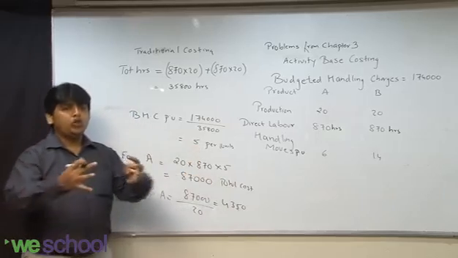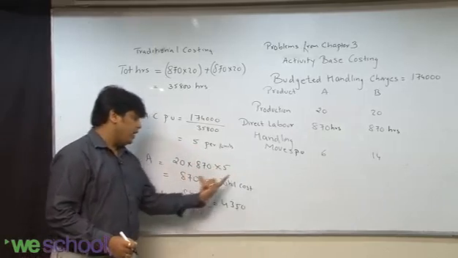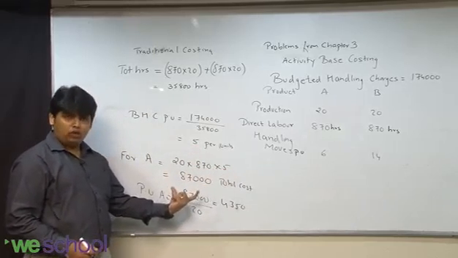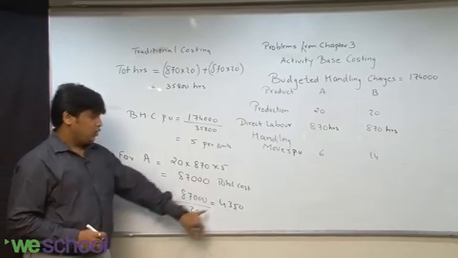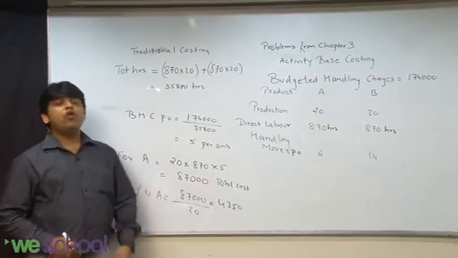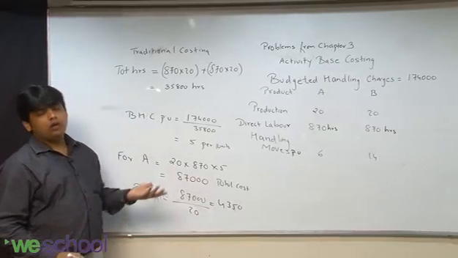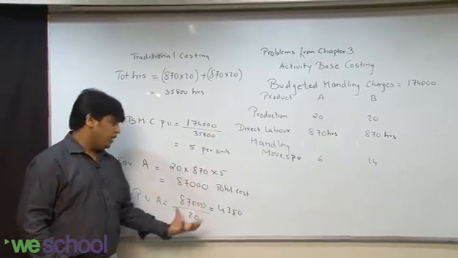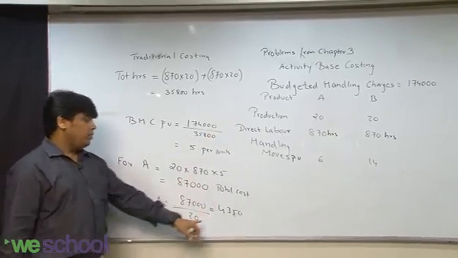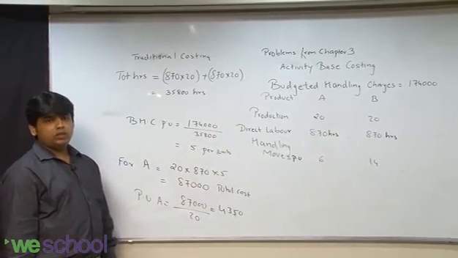I have to find out the total cost of A, that is 20 into 870 into 5. That gives me 87,000 divided by 20 units of A. So the cost per unit is 4,350. Similarly, it will be for B also, because B also has 20 units, 870 into 5. So for B also it will come to 4,350. So this is how the traditional costing method works.